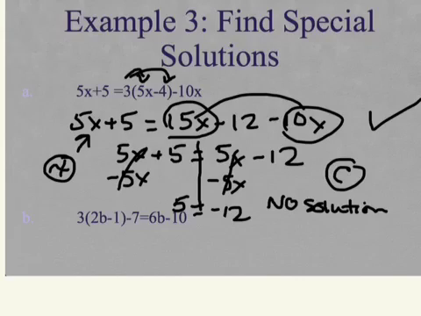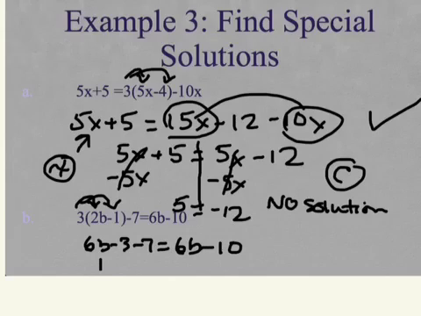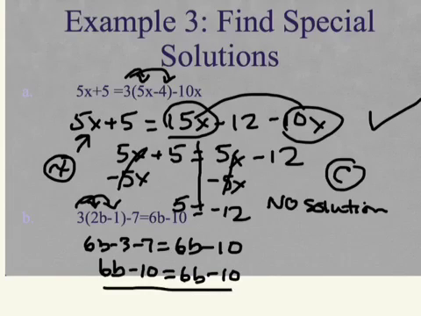Let's take a look at this next one. I'm going to rock the distributive property. When I do that, I get 6b minus 3 minus 7 is equal to 6b minus 10. And 6b minus 10 is equal to 6b minus 10. You see what's happening. It's like looking in the mirror, right?